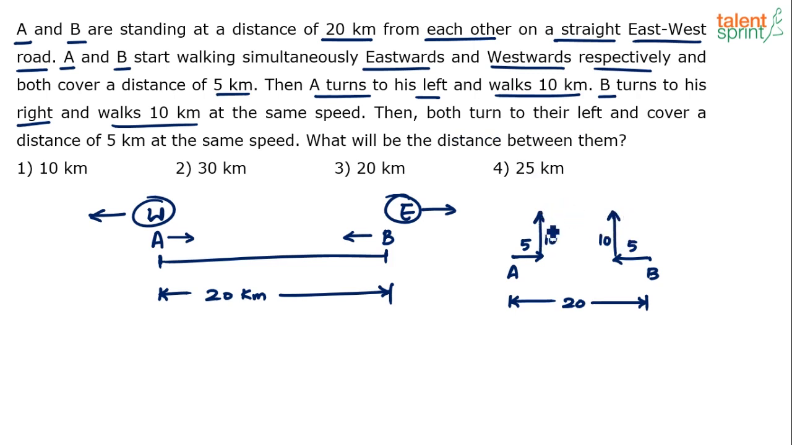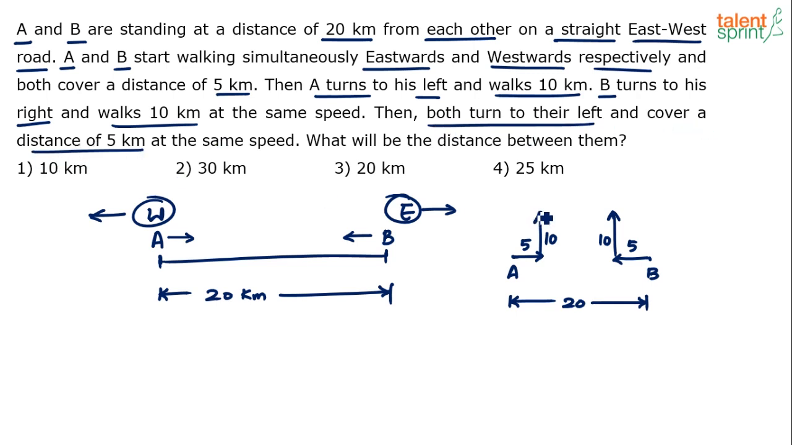Both of them are facing north now. So both of them turn to their left, which means to their actual left. Right? When a person is facing north, left is left and right is right. So both of them will turn towards left and cover a distance of 5 kilometers at the same speed.